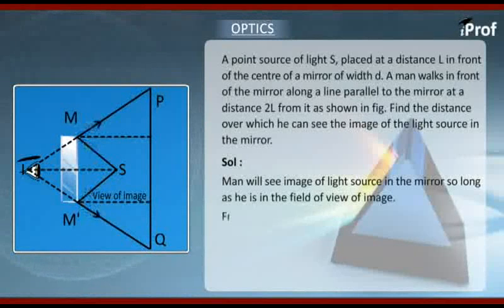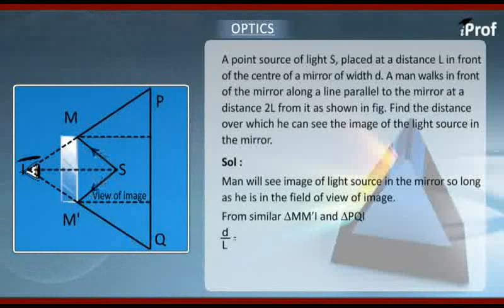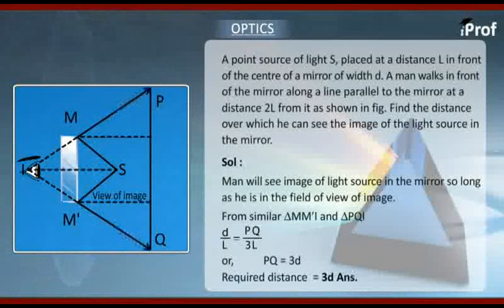Now going by the property of similar triangles and considering similar triangles MMI and PQI, we get d, that is small d over L, is equal to PQ over 3L, and that gives me the value of PQ as 3d. So our required answer will be 3d.